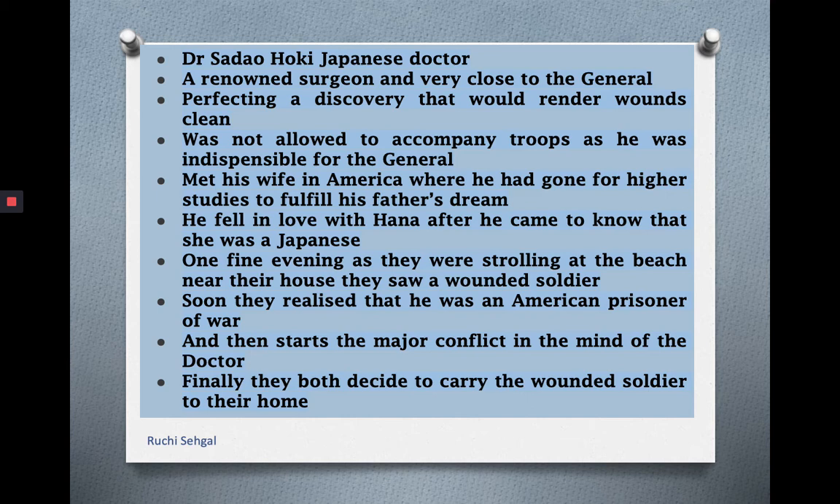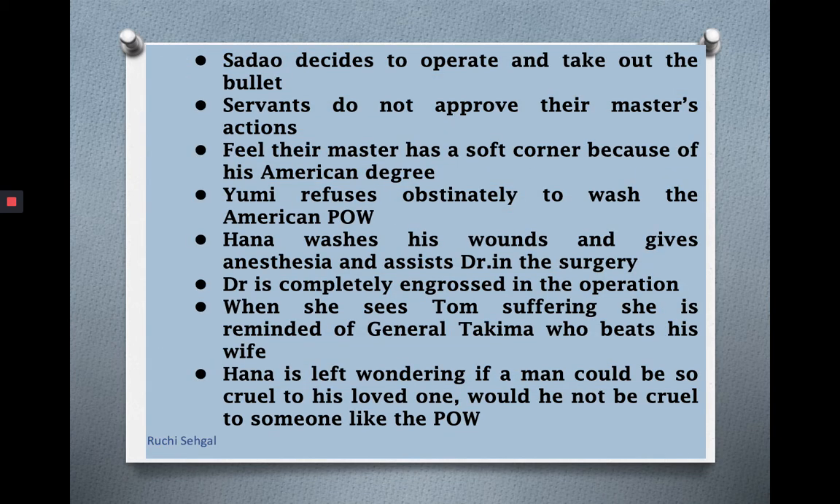So now he happens to stumble upon this man who's dying, who needs immediate medical attention, and Sadao doesn't know what to do because he has realized that he is an American, and all Americans are his enemies, and this line is repeated in the chapter many times. Finally, they both decide to carry the wounded soldier to their home. Sadao decides to operate and take out the bullet. His servants, naturally, are uneducated, and for them, country is bigger than anything else. Country comes first, and that's why they do not approve of their master's actions.